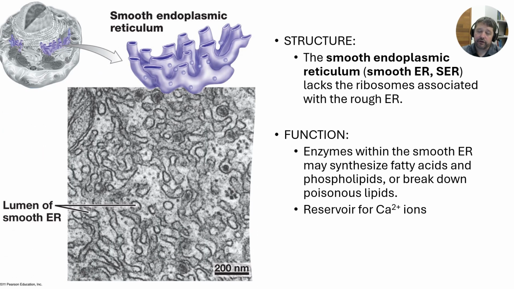Okay, and here you can kind of see it. You can still see vesicles because it's generating things like phospholipids, and they'll be embedded in a vesicle, and those vesicles can leave, but there are no ribosomes associated with the smooth ER. So we had that nucleus, we have that rough ER, and then also associated with that nucleus, you've got the smooth ER.